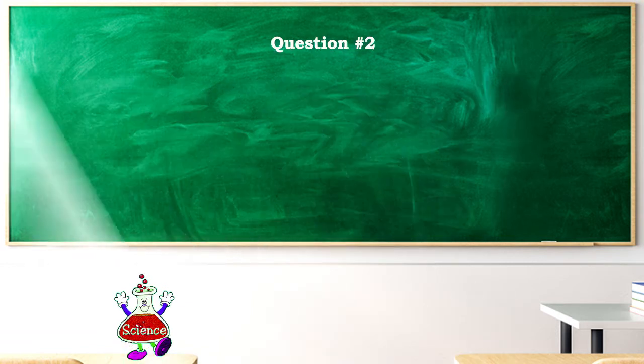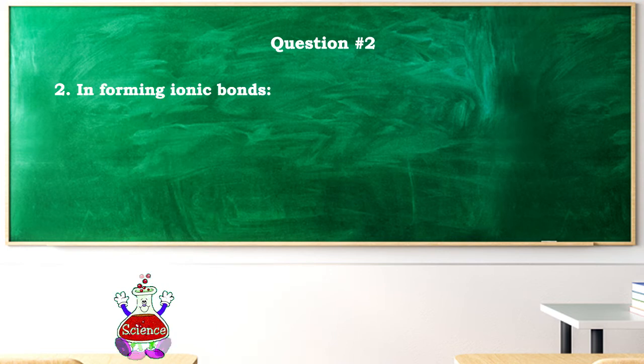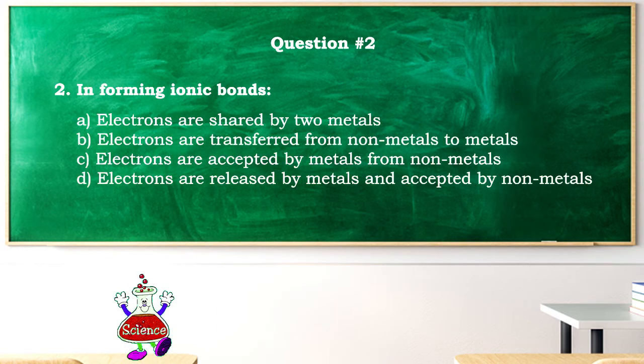Question number 2. In forming ionic bonds, A. Electrons are shared by two metals, B. Electrons are transferred from nonmetals to metals, C. Electrons are accepted by metals from nonmetals, D. Electrons are released by metals and accepted by nonmetals.